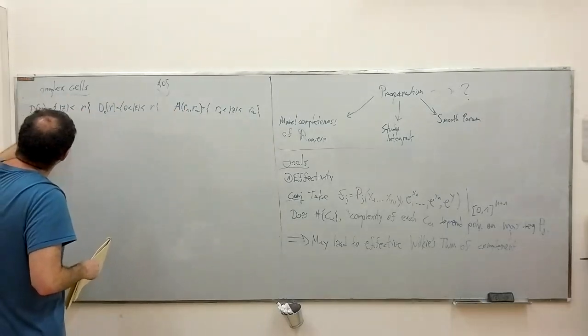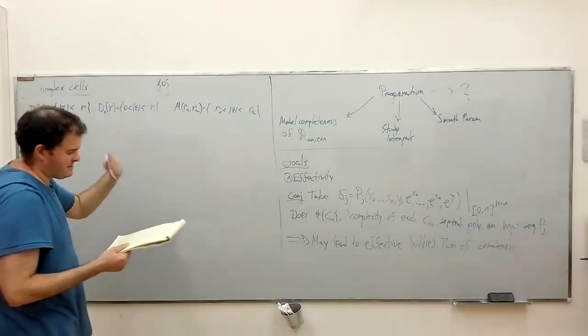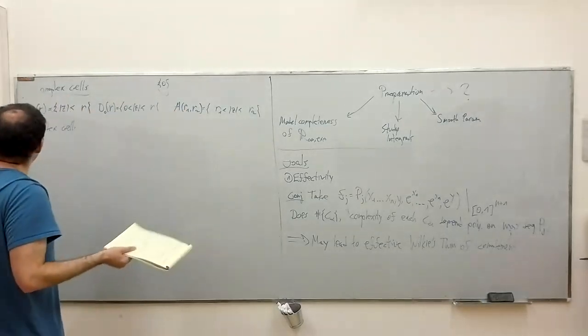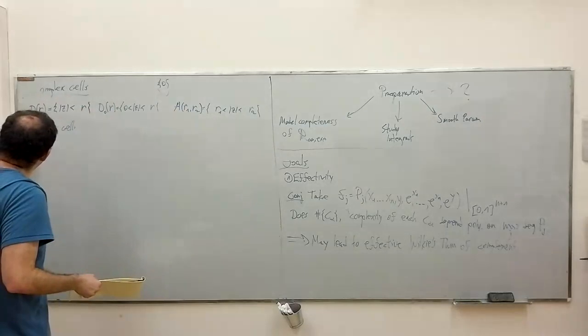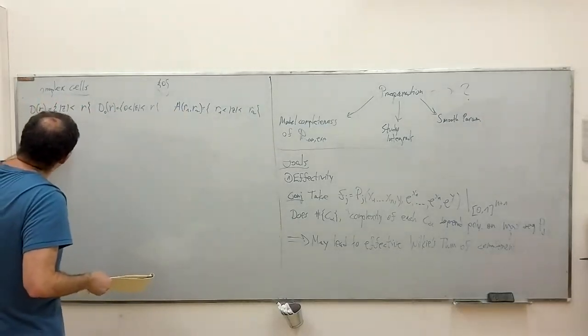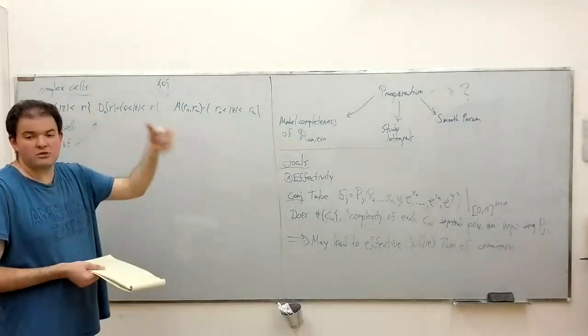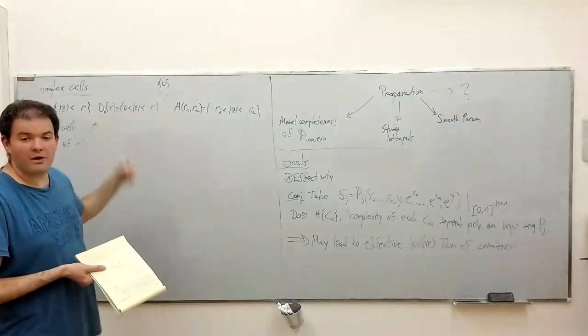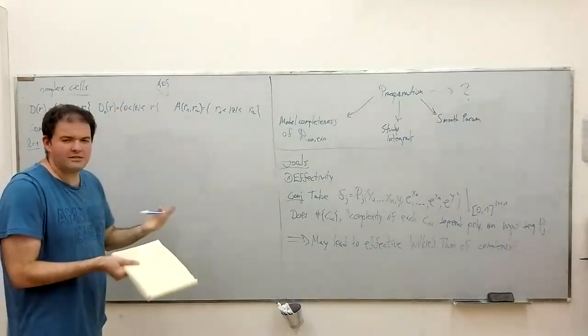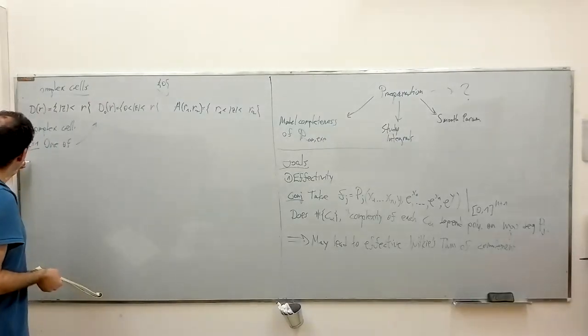So, complex cell. I'll just say what it is in length 1 and length 2. Length 1 is just one of these. Each of these is a complex cell element, a subset of C given by one of these things. Now I'll tell you what it is in length 2, and you can guess the general definition by yourself.